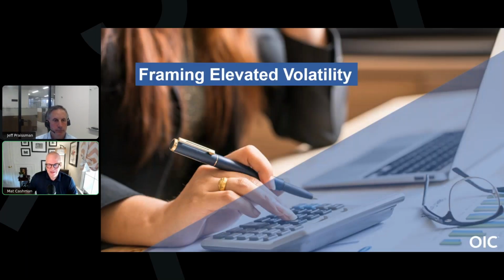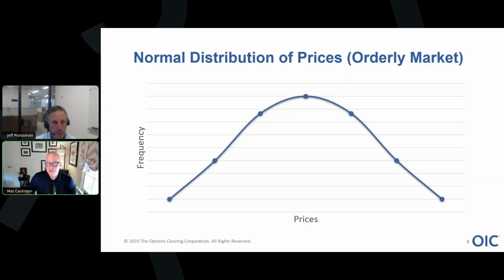Framing elevated volatility. When you think about normal price distribution, what do you think about? You think about the bell curve. It's very simple. You see it everywhere in nature. You got graded on the curve in college. This is something that's in the marketplace all the time, and it's a basic assumption of how we think about pricing. What that means is that we have different ways to think about how far away from the mean we are, and it's all based on this normal price distribution.